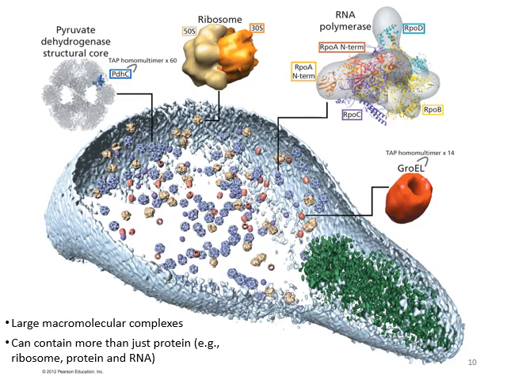So these large macromolecular complexes can exist as a single protein present multiple times, like GroEL. They can contain more than just protein. For example, the ribosome contains protein and RNA, and some of these complexes can be very large.